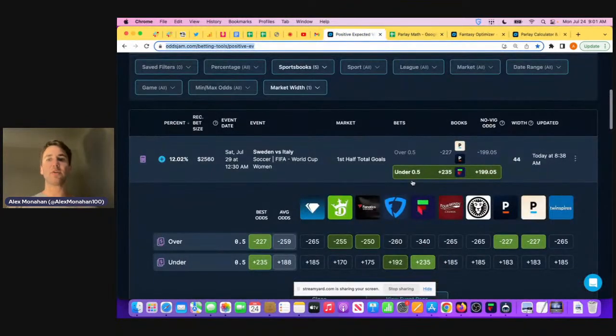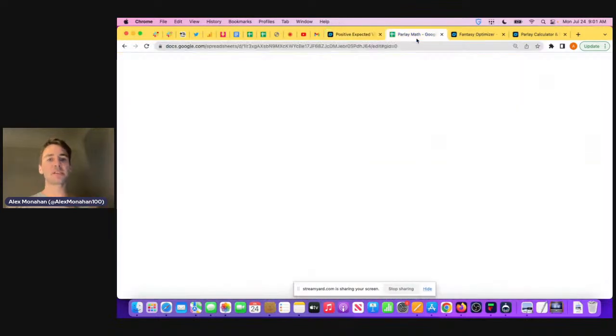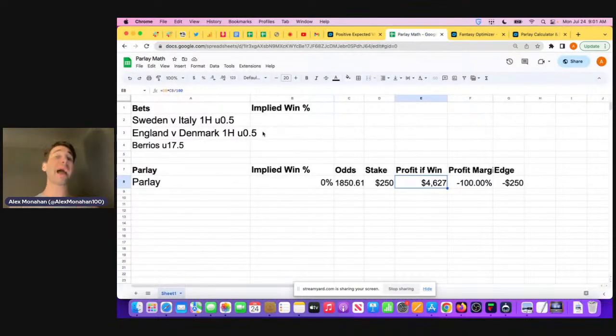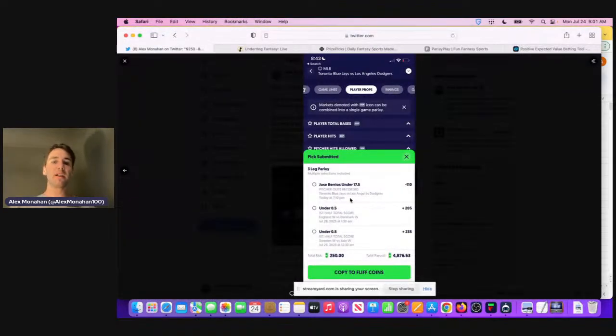So let's get into the math behind a parlay. What you need to do to figure out how profitable your parlay is, what the profit margin of your parlay is, you need to know the win probability for each of your bets, right? To win my 3-pick parlay right here, Sweden versus Italy, under half of a first half total goal, same in the England-Denmark game, and then Jose Barrios, under 17.5 outs, right? To win a parlay, I just have to win these 3 bets.